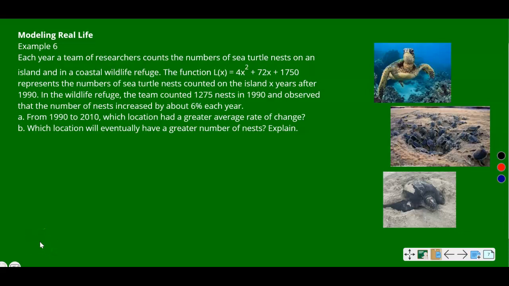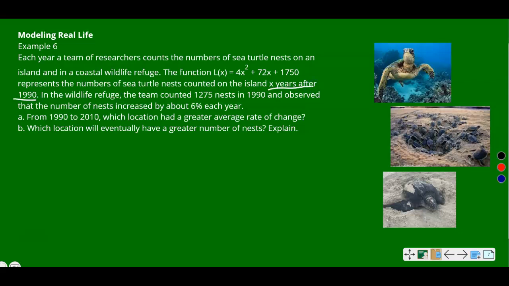All right, this is the last example for comparing linear, exponential, and quadratic functions. Example 6 says, each year a team of researchers counts the number of sea turtle nests on an island and in a coastal wildlife refuge. The function L of x, which is quadratic here, represents the number of sea turtle nests counted on the island, x years after 1990. So we need to make sure we remember it says after 1990.